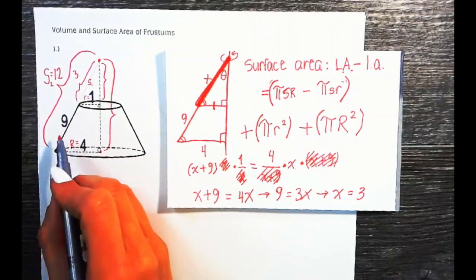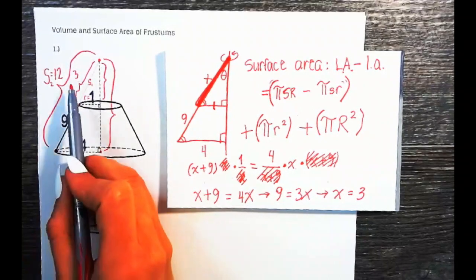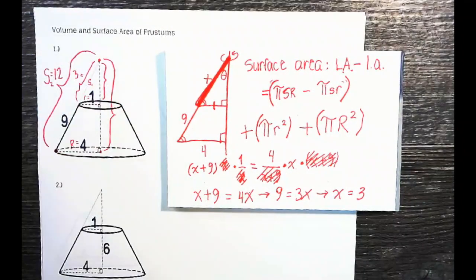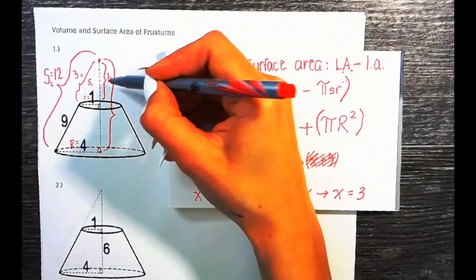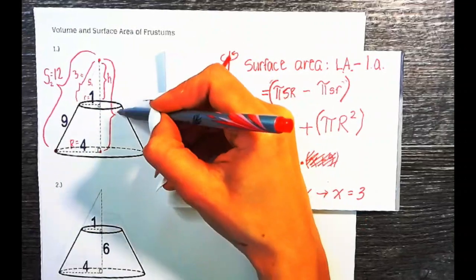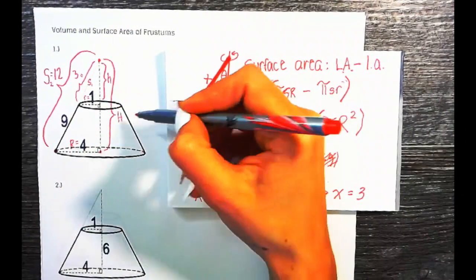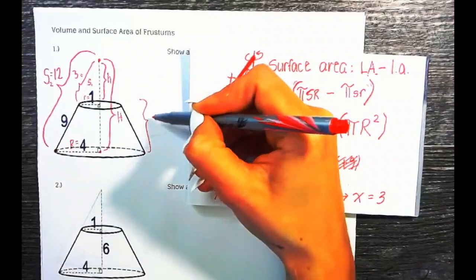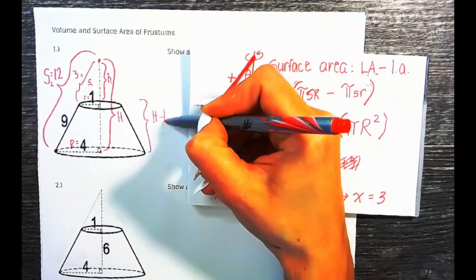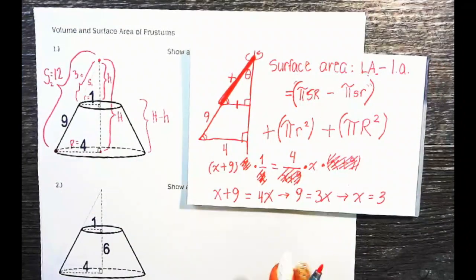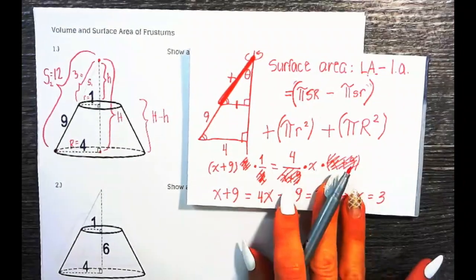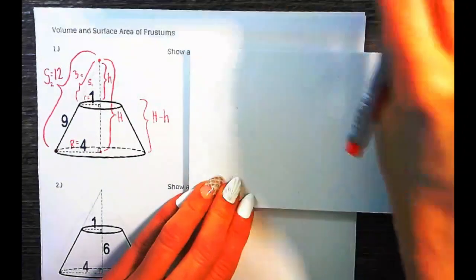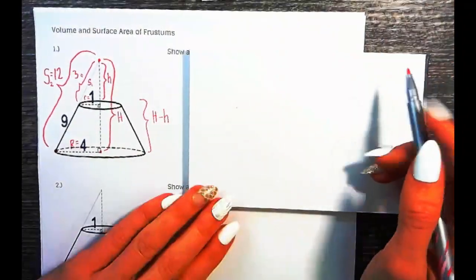9 isn't really anything, remember that, but 3 is, right? 3 is the S1. Here, that's H, lowercase. This is H, capital. That means that this height in here is really capital H minus lowercase h, which will be important later. Now I'm going to use this formula to figure out my surface area.